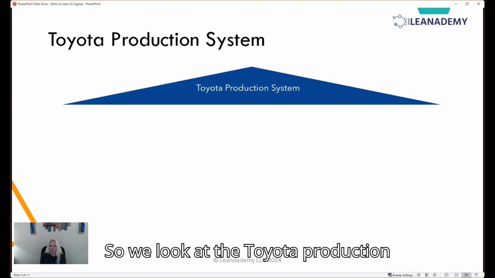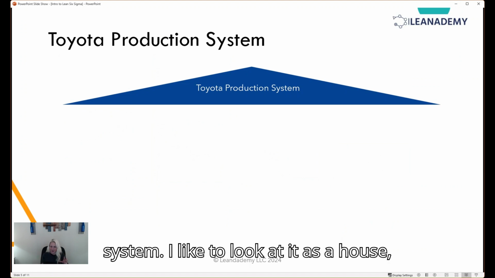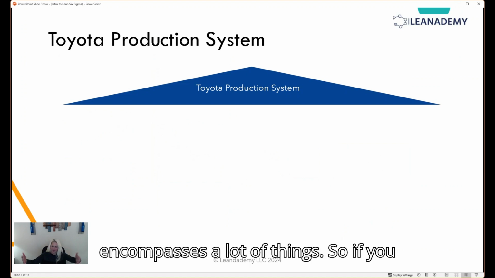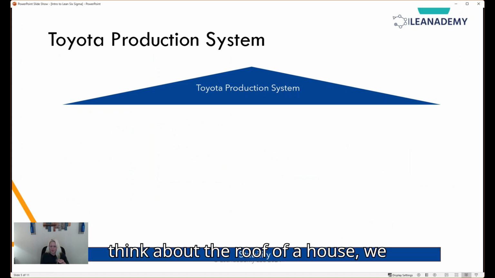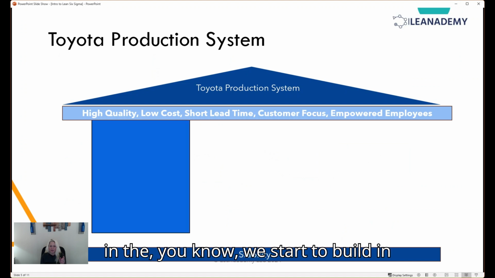So we look at the Toyota production system. I like to look at it as a house, right? The Toyota production system encompasses a lot of things. So if you think about the roof of a house, we first have to start, before you put the roof really up, you really do have to put the floor in, right? So we have stability. And then we start to build in the walls, right?